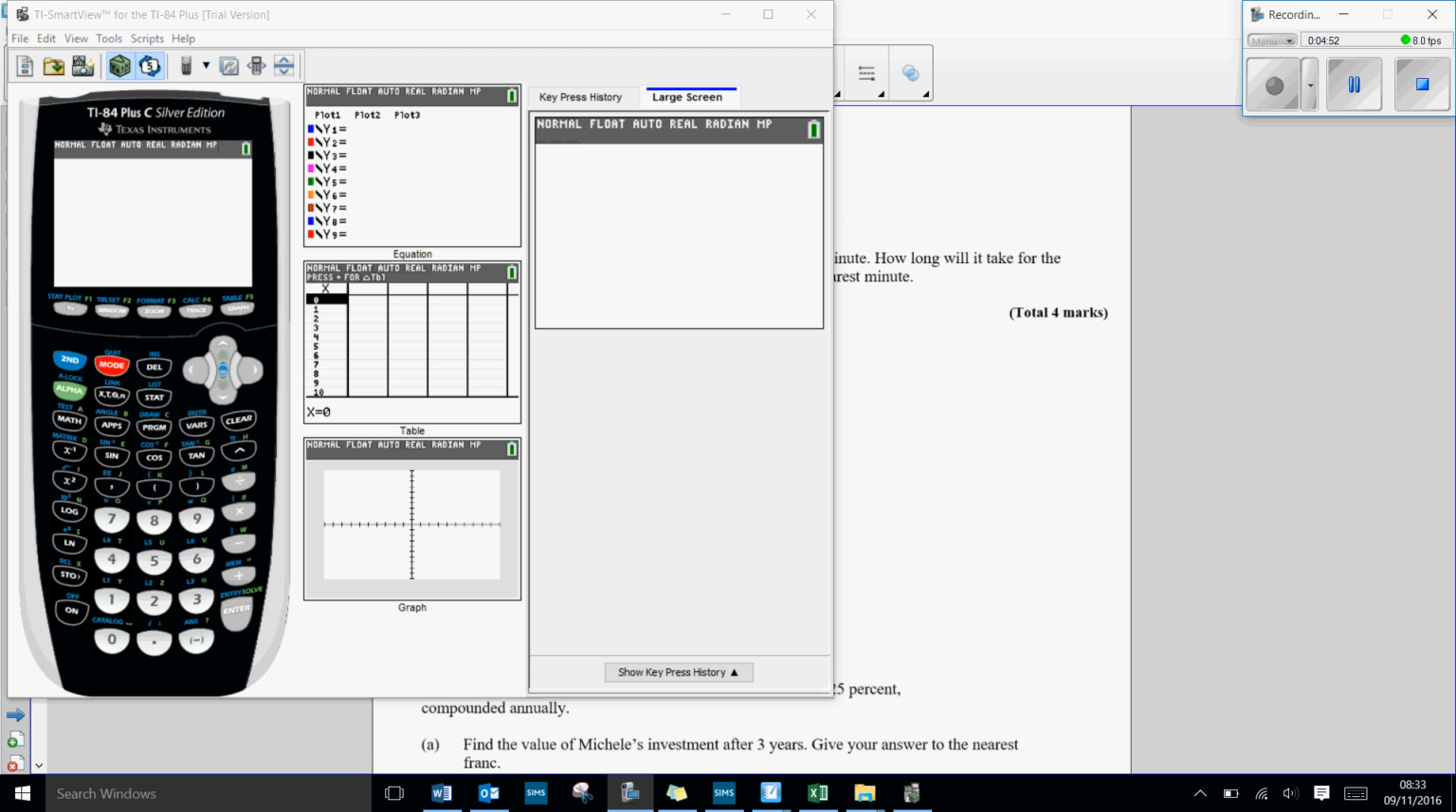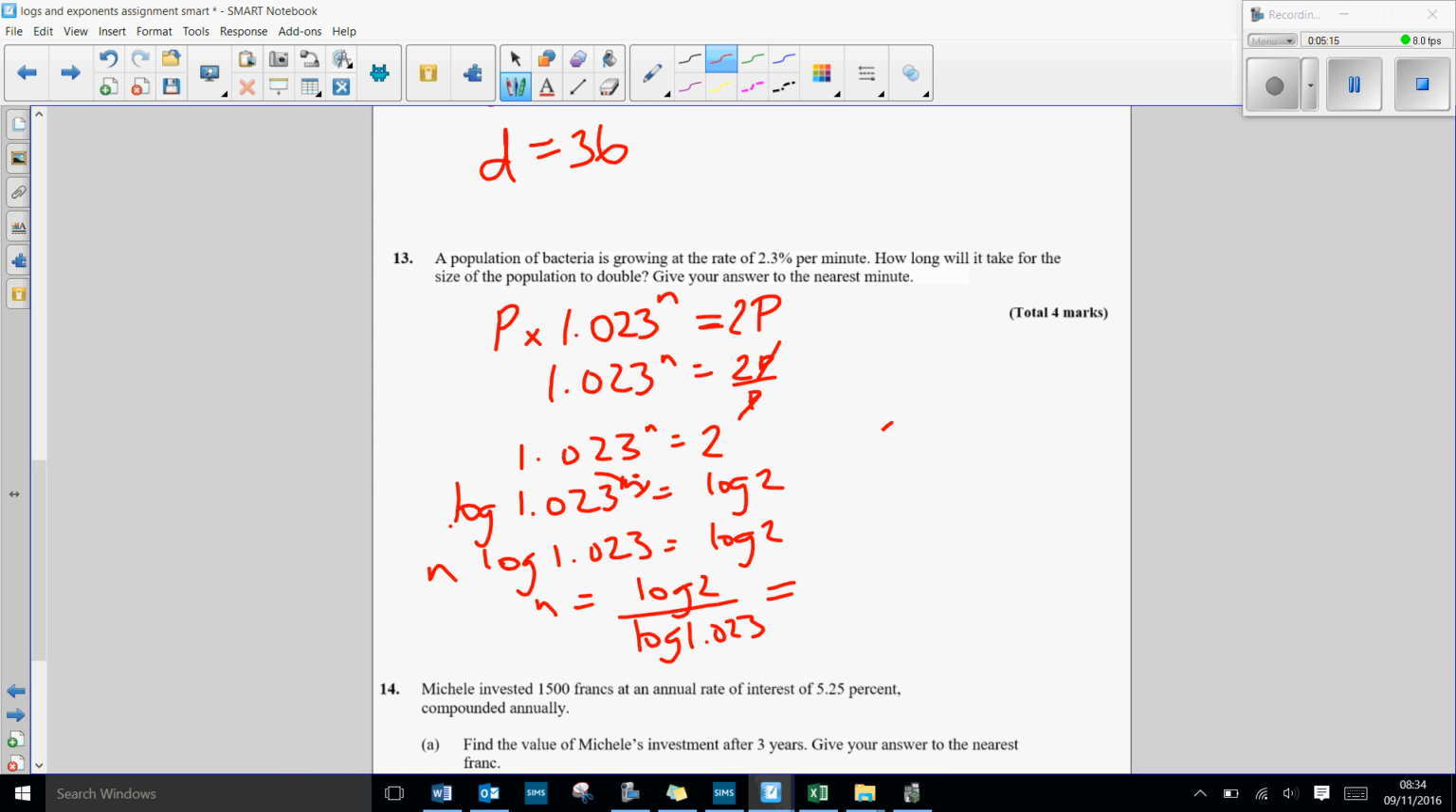So we've got log 2 divided by log 1.023 equals, and we're always rounding to 3 sig fig, so 30.48. Obviously, 3 significant figures, this would be 30.5 minutes.